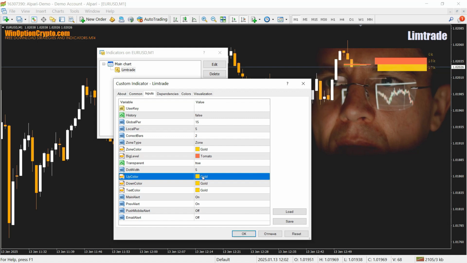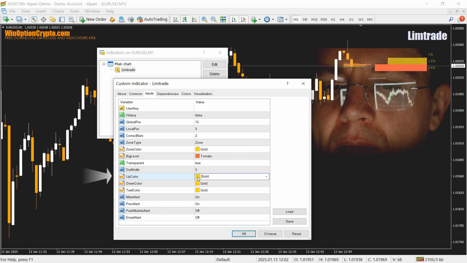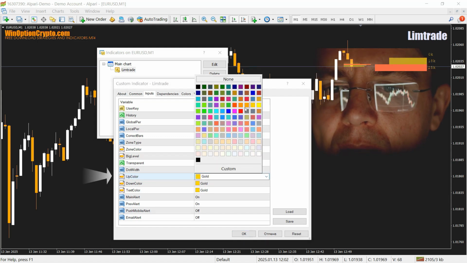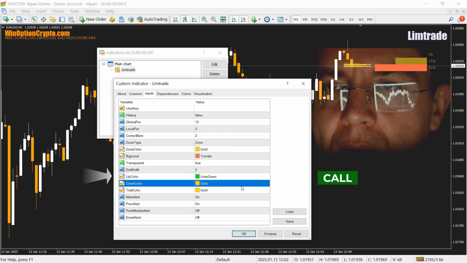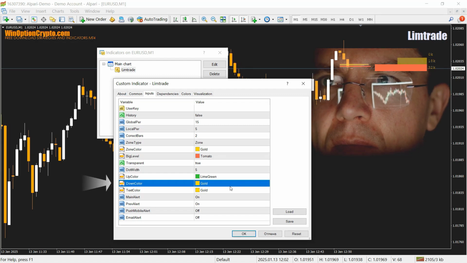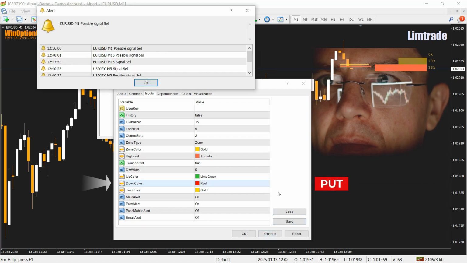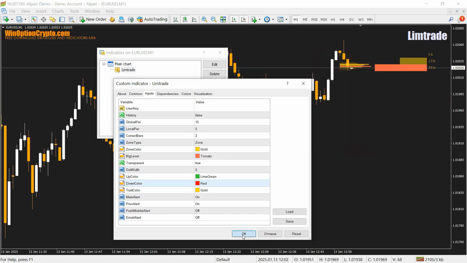In order for the visualization of signals to be clear and trading to be comfortable, it is necessary to set the signal color to green in the up color parameter of the indicator settings. This is a signal to buy a call option if the price has approached the level from top to bottom. And in the down color parameter, set the signal color to red to buy put options if the price has approached the level from bottom to top.